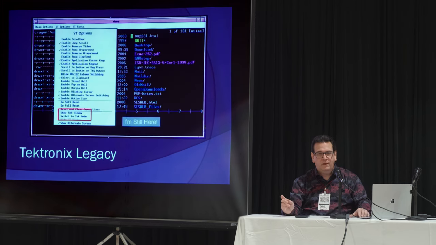And if you are a Linux user and you use Xterm, you may not realize it, but hiding in your Xterm is a Tektronix 4010 emulator. And it's buried in the menu where it says switch to Tek mode. That's what it's doing when you switch to Tek mode: you're switching to a Tektronix 4010 emulator that's built into Xterm, and it's been hiding in there all these years. Maybe you didn't even know that you had it.